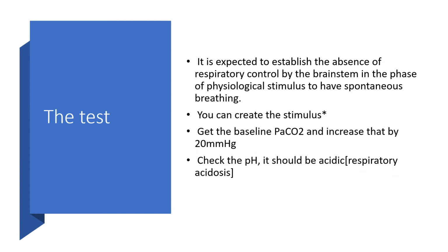The test is expected to establish the absence of respiratory control by the brainstem in the face of a physiological stimulus to have spontaneous breathing. You can create the stimulus. Don't worry, in the course of this presentation, we'll get there. But get the baseline CO2 level and note the increase by 20 millimeters of mercury. Check the pH, which will be acidic, giving us respiratory acidosis.